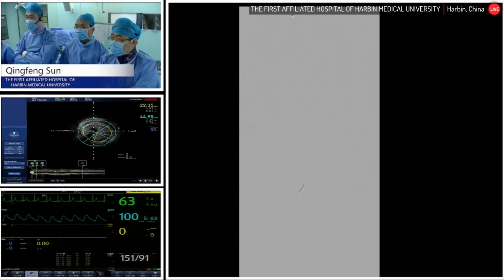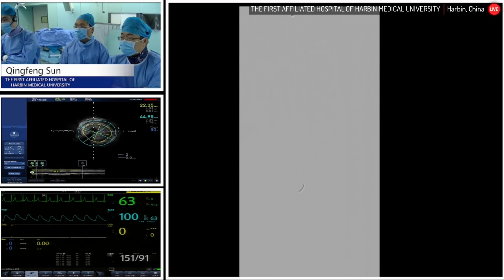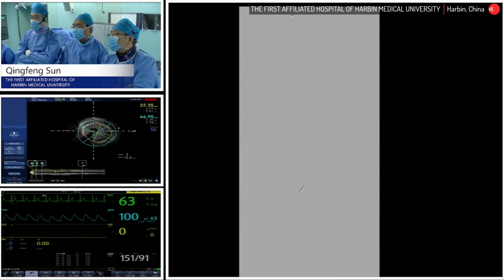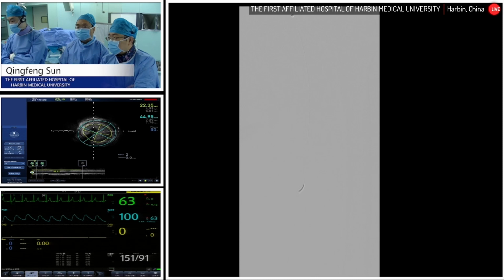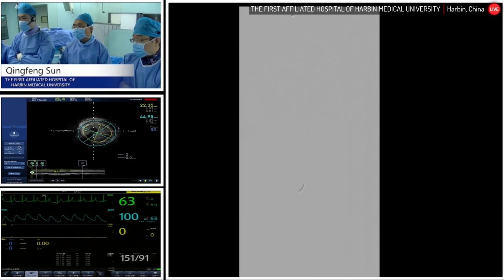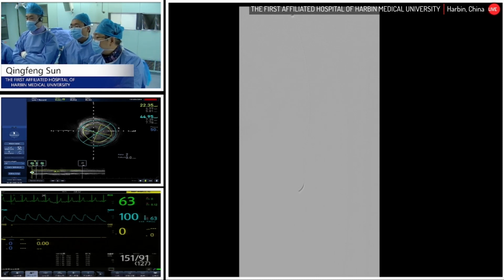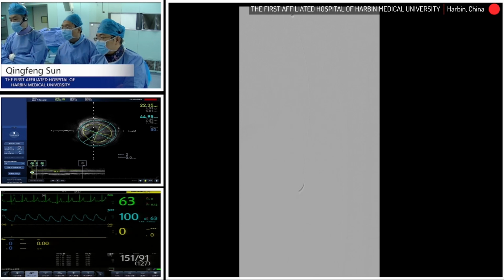Okay, this is a little bit more distal. So we can see the disease more clearly here. And there's a lot of collateral generated. And we can see the popliteal. There's some disease lesion on the popliteal. And next, please.